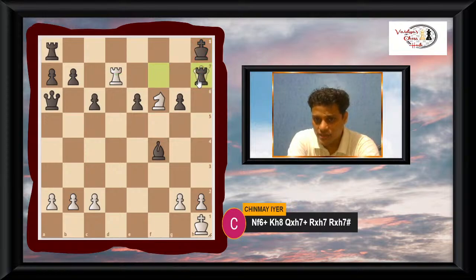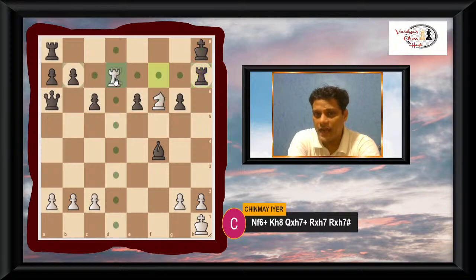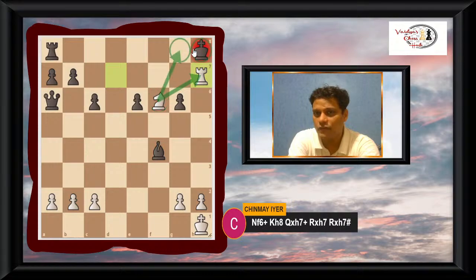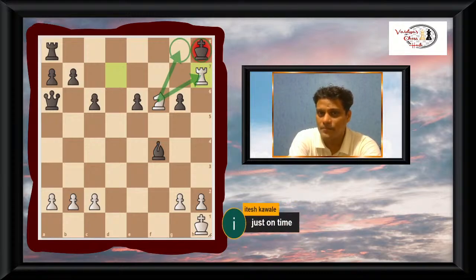Queen takes h7 check. The king could not take it because of the knight support. And now the rook will take this h7. I think this was quite similar to the very first position that we saw. But look at the fact that in such a diverse manner we arrived at this position.